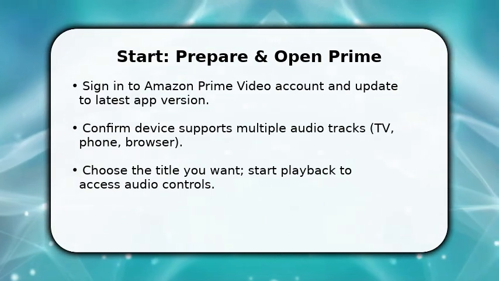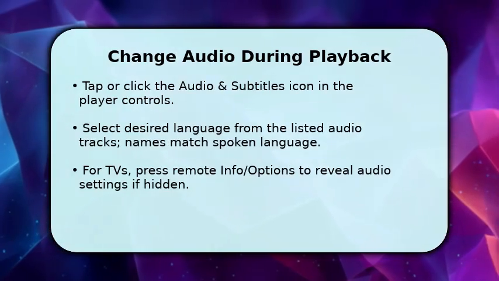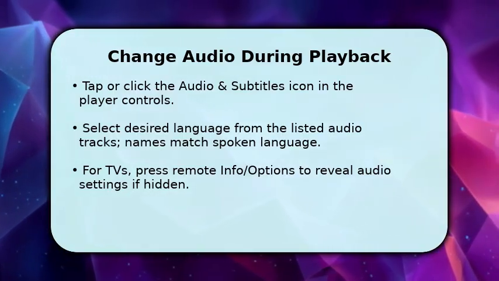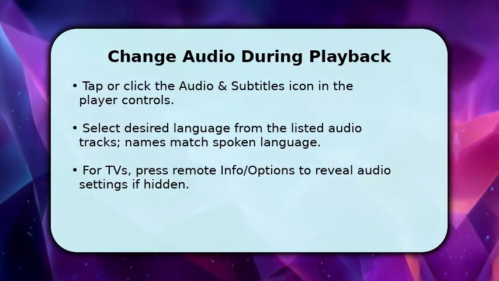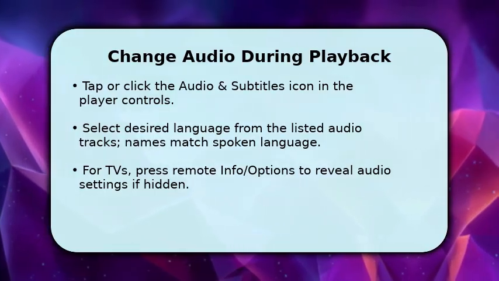With the player controls visible, select the audio and subtitles or speech bubble icon. This lists available audio tracks and subtitle options. You'll see language names like English, Spanish, or original language. Select the spoken language you want and close the menu. Playback will usually switch immediately.